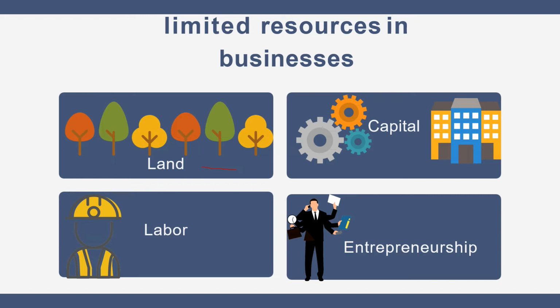So basically, entrepreneurs are people who start their own businesses or firms. Okay? And firms are made up of land, labor, capital, and entrepreneurship. So these are the four types of resources and these are all limited.